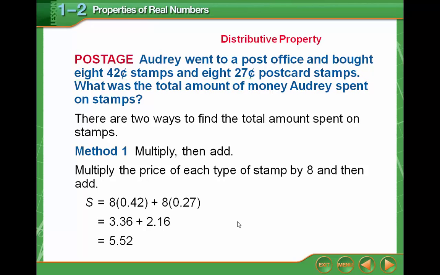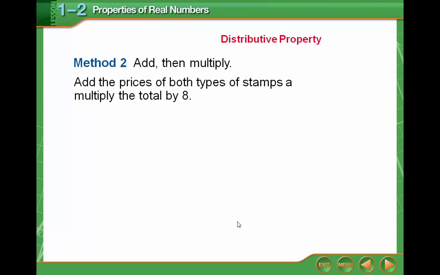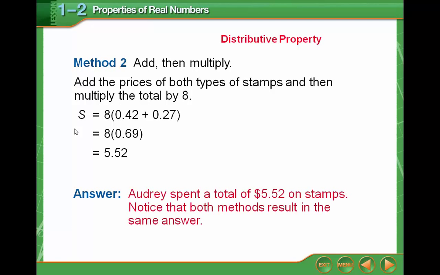Now for the second method, we can add, then multiply. We add the prices of both types of stamps and then multiply the total by 8, which gives the same answer. So Audrey spent a total of $5.52 on stamps.